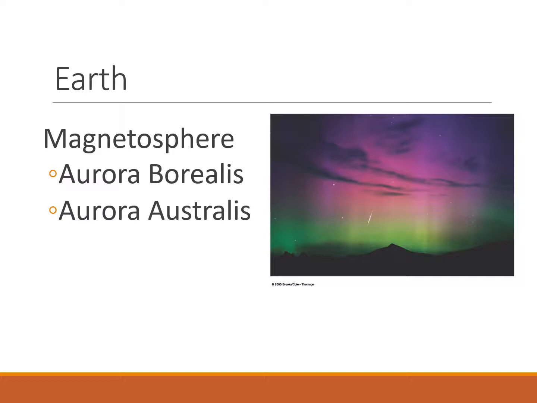So in the North Pole, we have the aurora borealis, which you can see in Alaska. And then in the Southern Hemisphere, the aurora australis, which you can see in Antarctica and the lower parts of Australia.